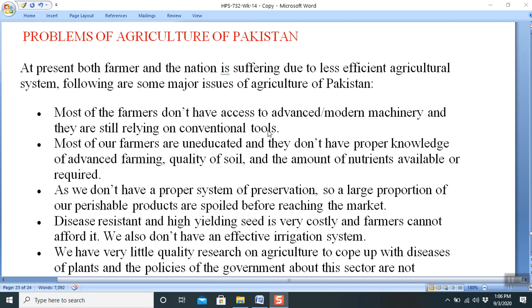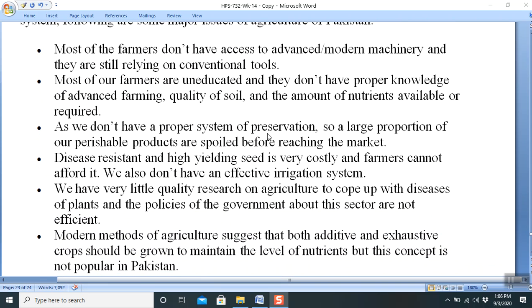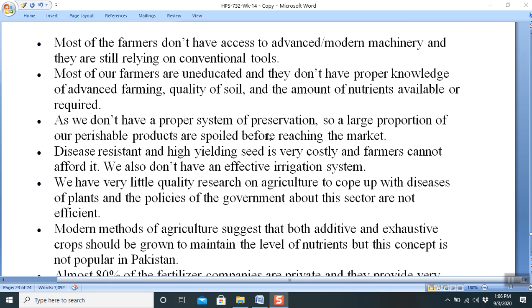Let's have an overview about the problems agriculturists are facing. Number one, most of the farmers do not have access to advanced modern machinery, and they are still relying on the conventional tools. Exactly. Advanced and modern machinery is imported, and that is very expensive, and import duties imposed by the government are huge. Thereby, they are not able to afford it.